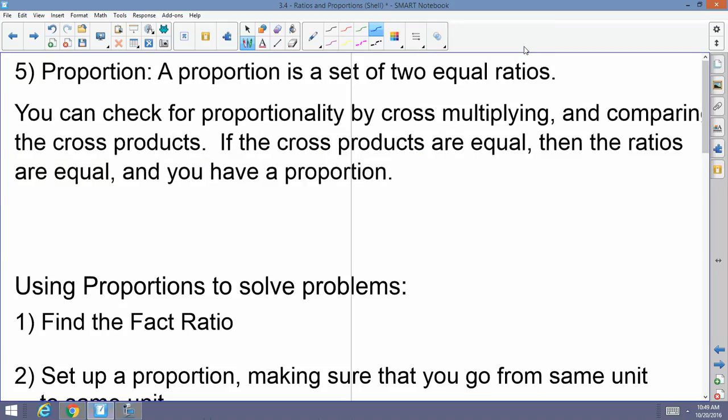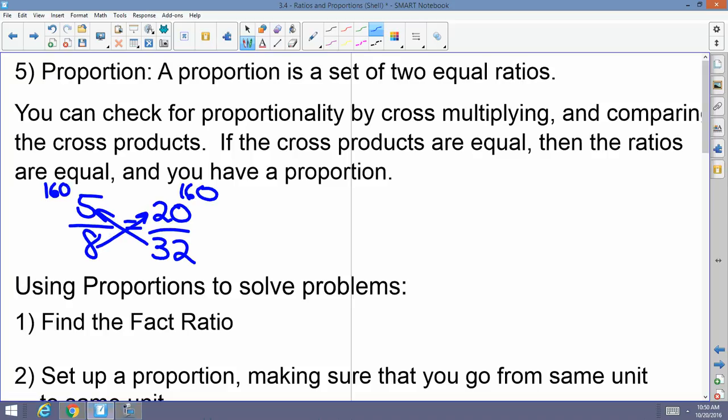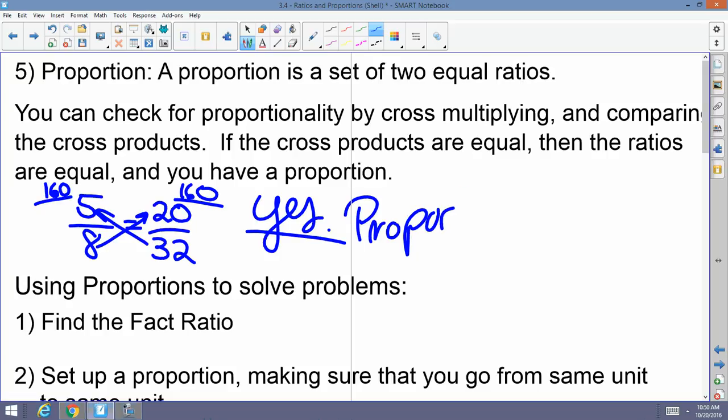Okay. You can check for proportionality by cross multiplying and comparing the cross products. If the cross products are equal, then the ratios are equal and you have a proportion. So for example, is this a proportion? I say 5/8 equals 20/32. Let's see. 32 times 5 is 160. 8 times 20 is 160. Are the cross products equal? Yes, it is proportional. Does that make sense, guys? So that's how you can tell if two ratios are proportional. You literally just cross multiply them.